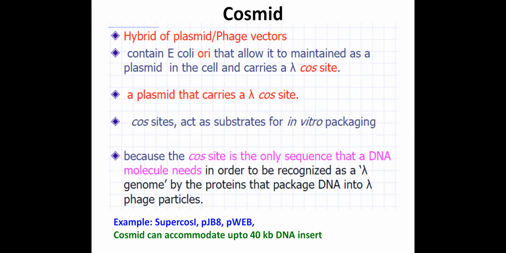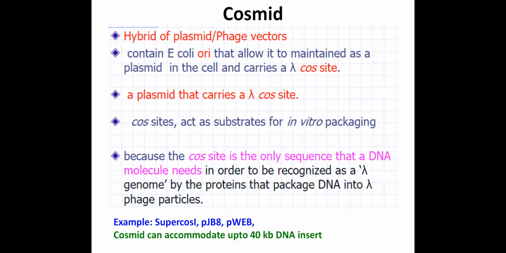Okay, the entire backbone of your vector is of plasmid. It carries all the sequence and features of the plasmid, but it carries the cos site of the bacteriophage. And because of that, if your cell has the infection of the helper bacteriophage virus, your cosmid or your vector will easily get packed into the phage particle. Okay, so it helps in easy isolation, and this cosmid accommodates a large size of DNA insert. It can accommodate up to 40 kb of the DNA insert.